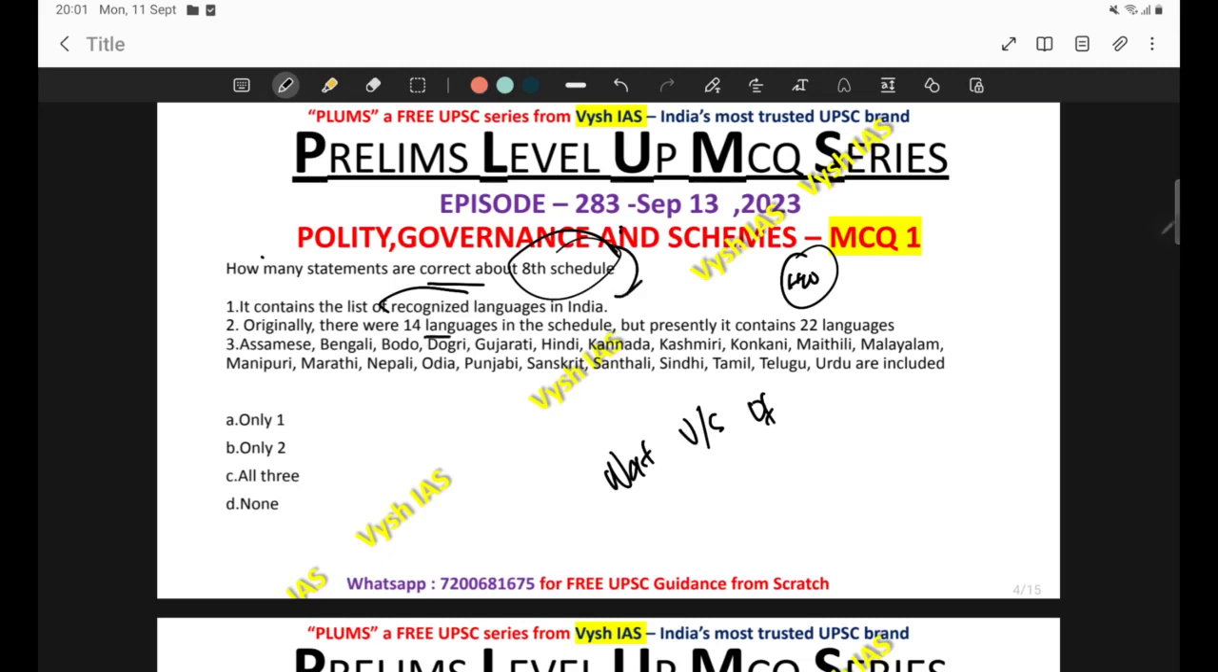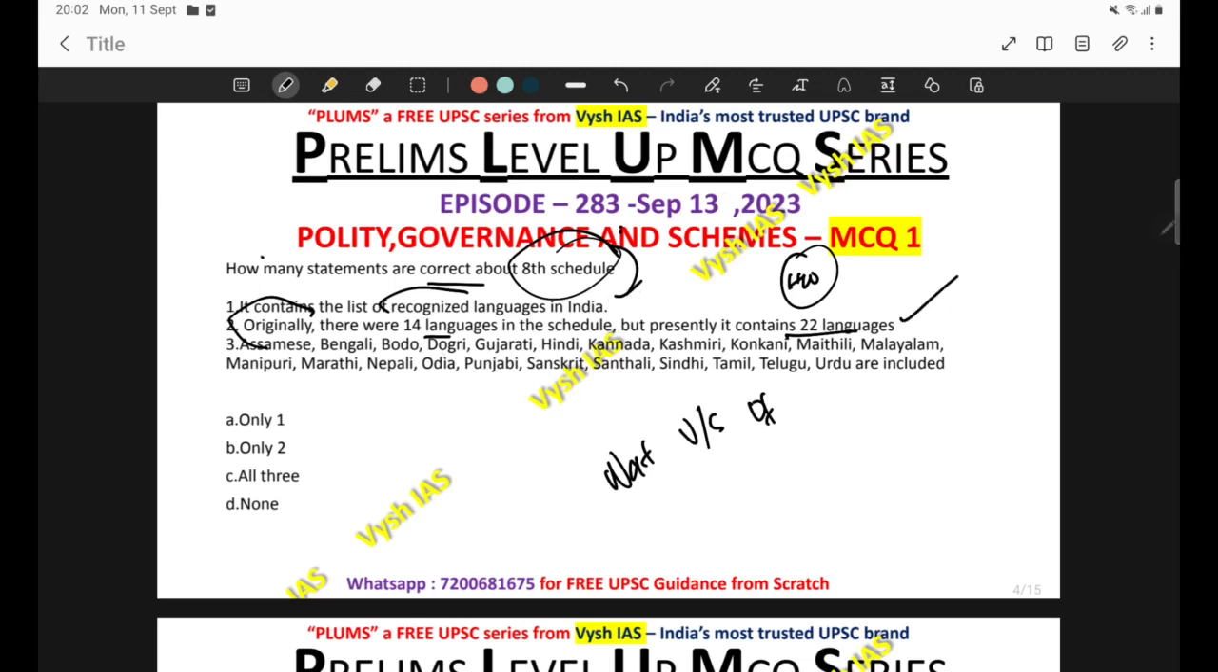Then, originally there were 14 languages in the schedule, but presently it contains 22 languages. This is also important. When the Constitution was enacted, what provisions were there and what provisions came after that. Originally there were 14 languages, or originally there were such and such articles, there were 250 articles, originally there were 7 schedules. So in the original Constitution, what are the important things that you have to mug up? Many a time this can itself be a statement kind of question. So originally there were 14 languages in the schedule, but presently it contains 22. Yes, that is also important, and this statement is also correct.